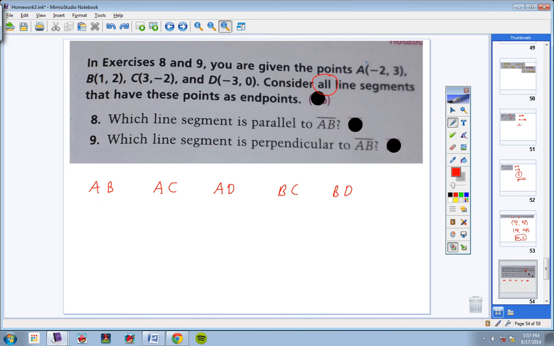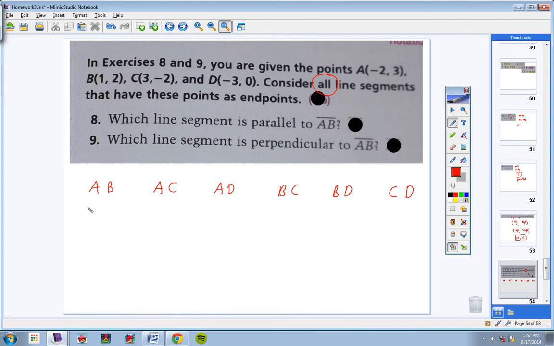So we have segments AB, AC, AD. Then we go to point B and we say BC, BD. Then we go to point C and we say CD. So there, excuse me, there are all of the possible line segments that you can get out of these 4 points. All right? So what they're asking us in numbers 8 and 9 is to tell us which segments are parallel and which ones are perpendicular. So we're going to have to find the slope of all of these, okay?